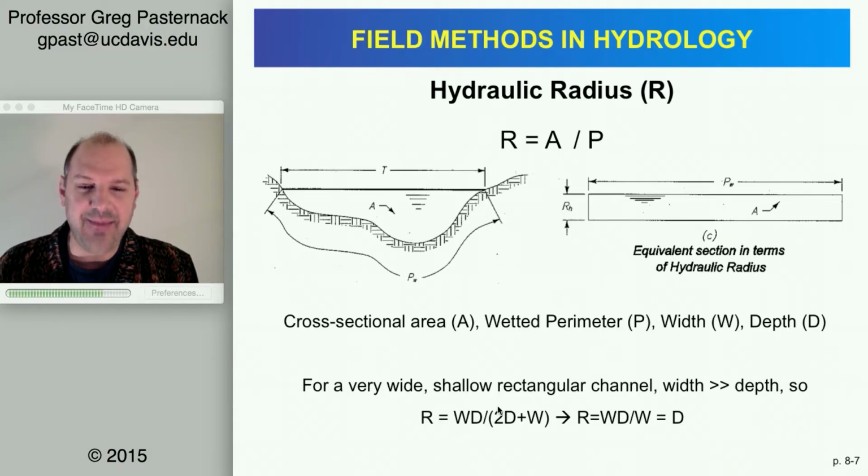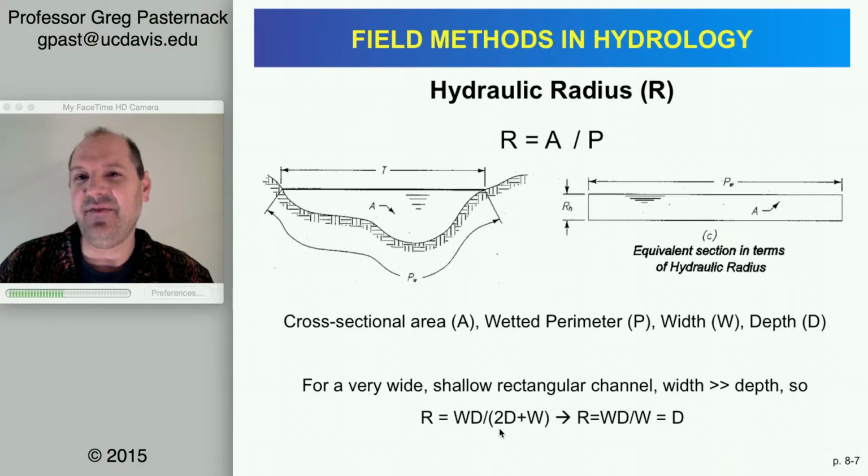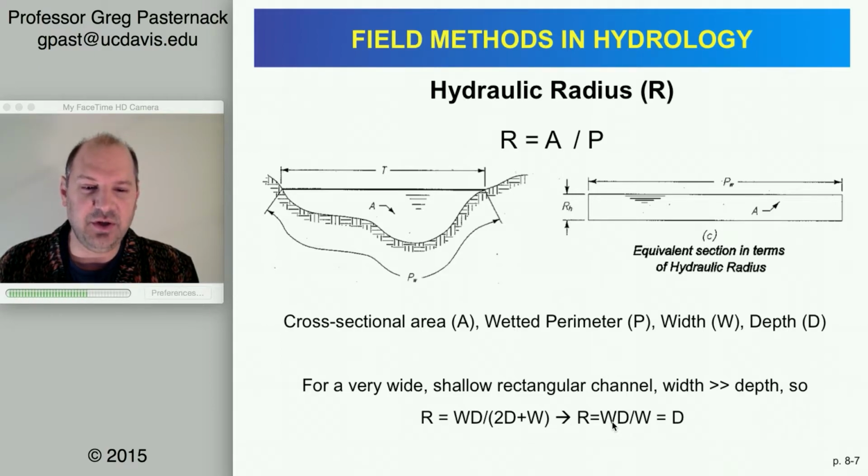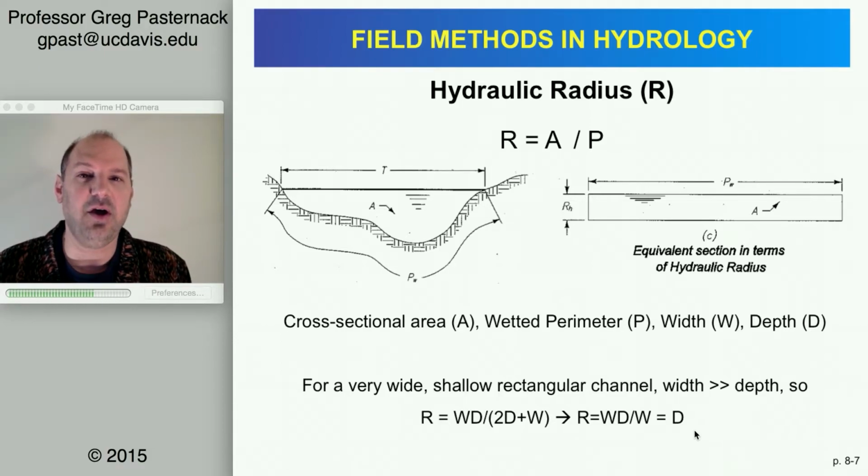So basically what happens is this 2D adds a very insignificant component when a river is very wide relative to its depth, and as a result, we can eliminate 2D, it simplifies here, and we can eliminate width, and then the hydraulic radius is revealed for very wide, shallow flows to be D. And it also means that as flows get deeper and narrower, we're going to deviate from D, but it's going to be less than D. Okay, so that's the hydraulic radius.